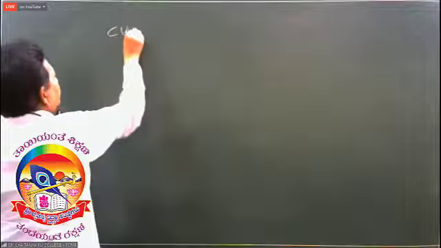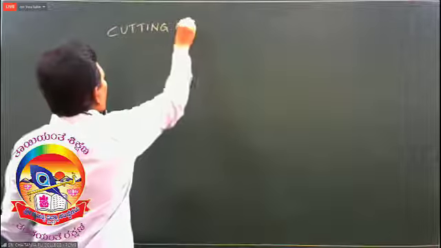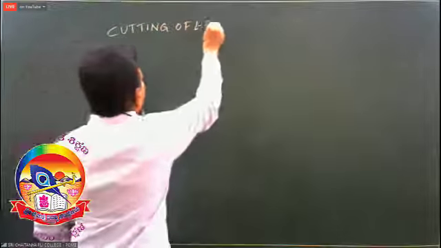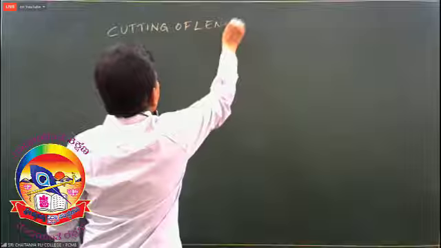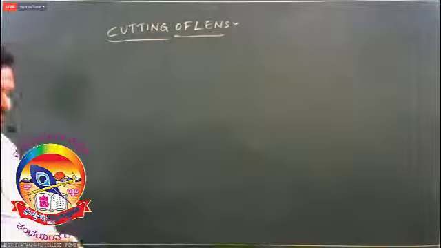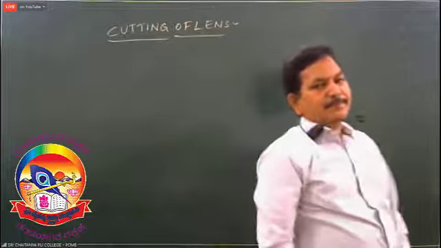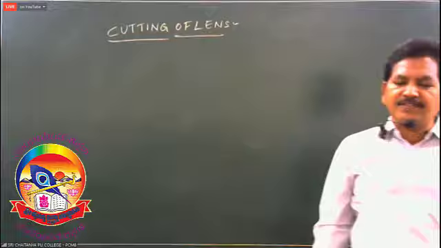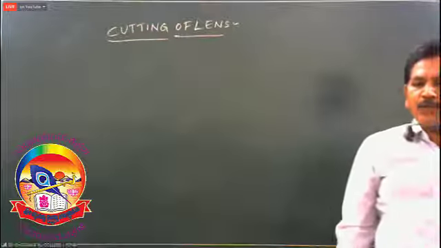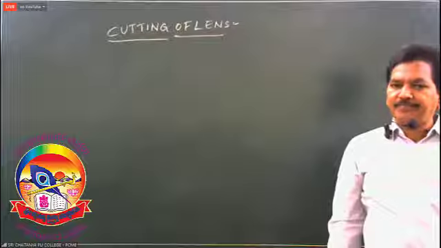Now let us see this one. Cutting off lenses. There are two cases of that. The first case, cutting a lens perpendicular to the principal axis. What happens to its focal length and what happens to its power of the lens.